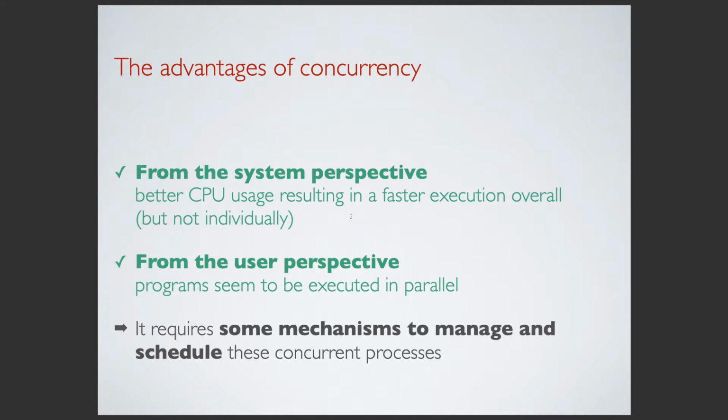Again, we have only one CPU core here, we assume. So things are not really going in parallel, but because it's switching between processes so fast, for us it looks like things are going in parallel. That's why when you use your computer, you can watch a video, type code, execute, and so on. But doing all of that requires some mechanisms to manage and schedule those concurrent processes. And that's what we're going to look into today.